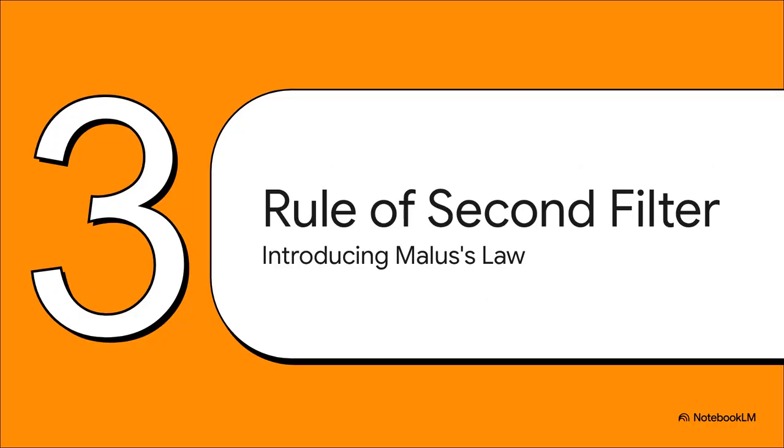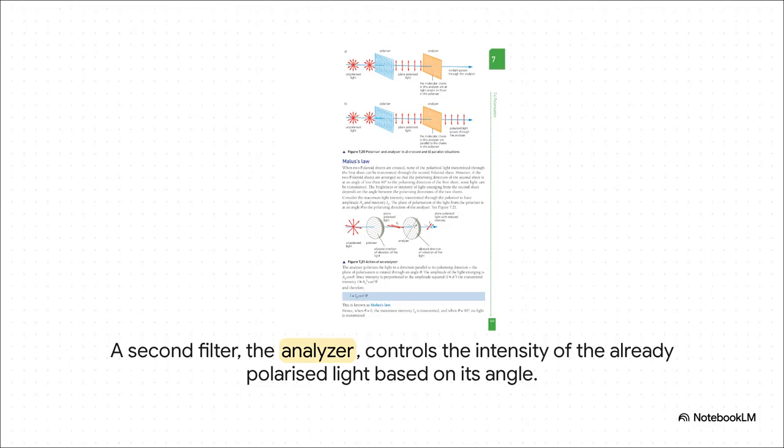Okay, so now we have our nice, orderly, polarized light. But what happens if we put a second filter in the way? This is where things get really interesting. Let's talk about the rule of the second filter. So check out this setup. Light comes in, goes through that first filter, the polarizer, and comes out neat and tidy.